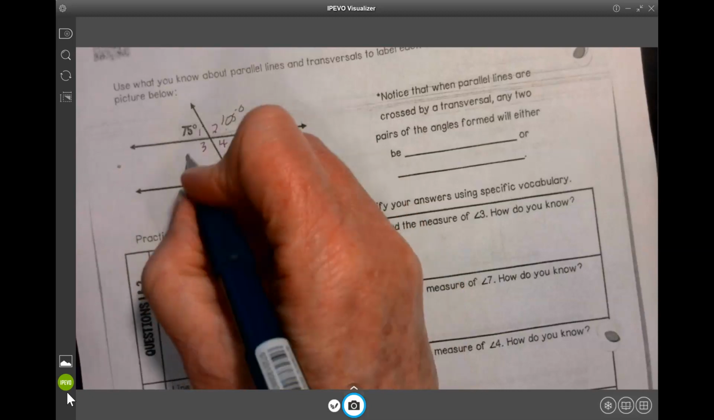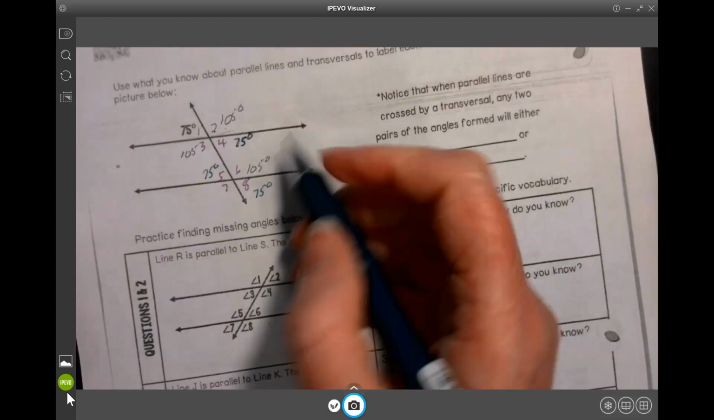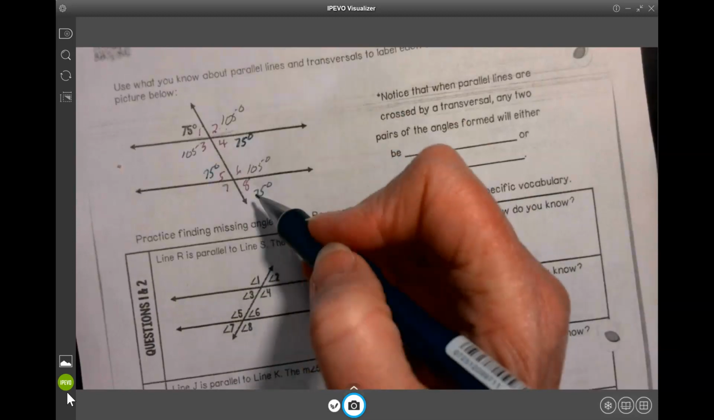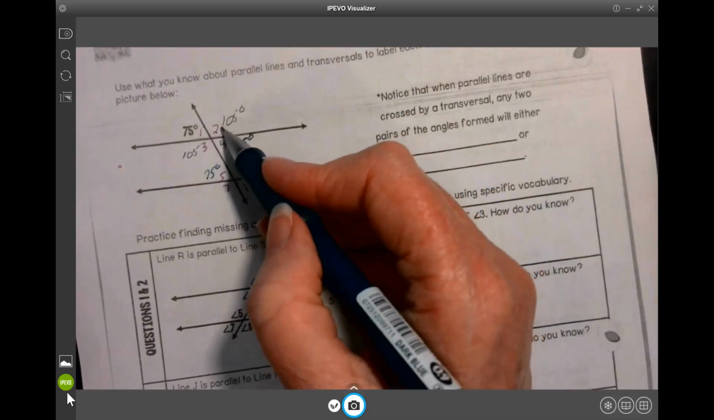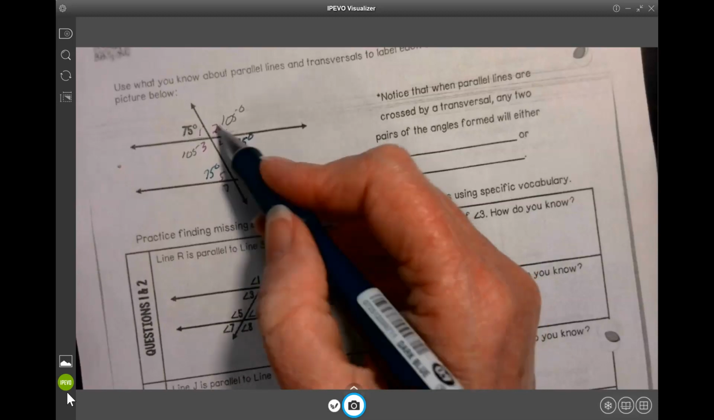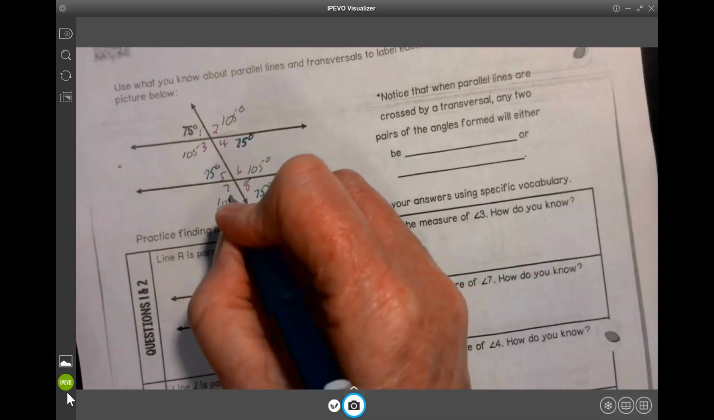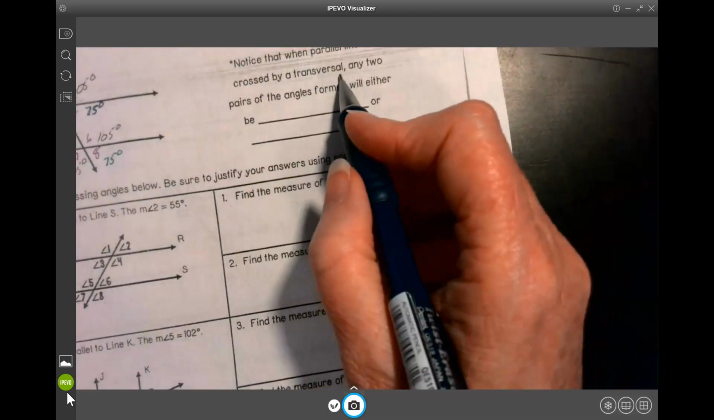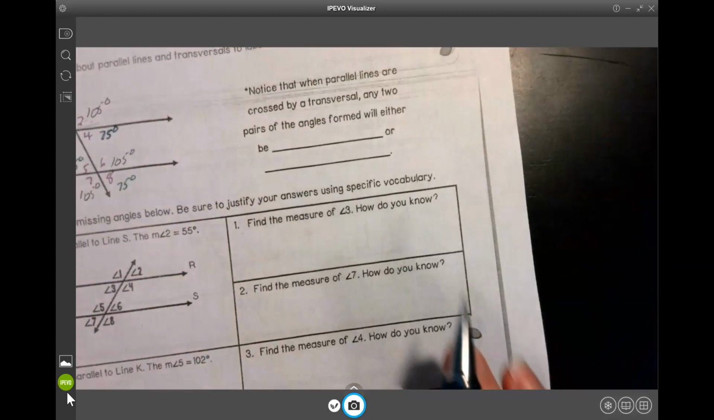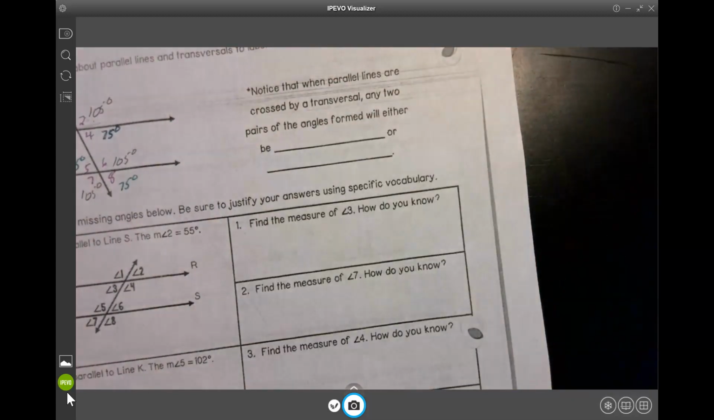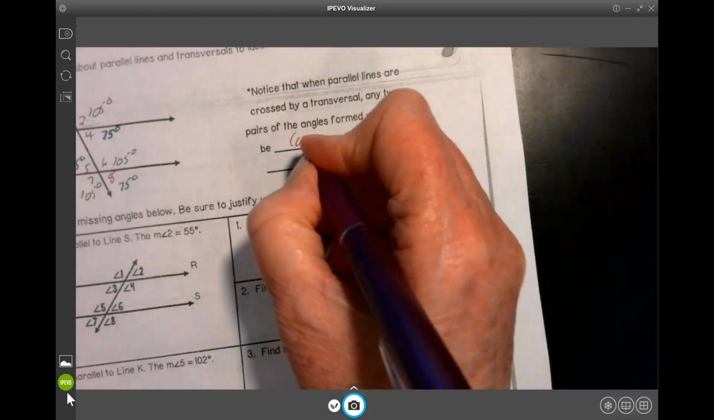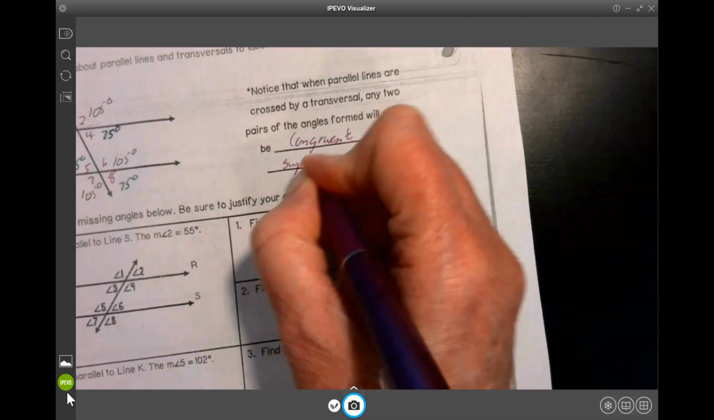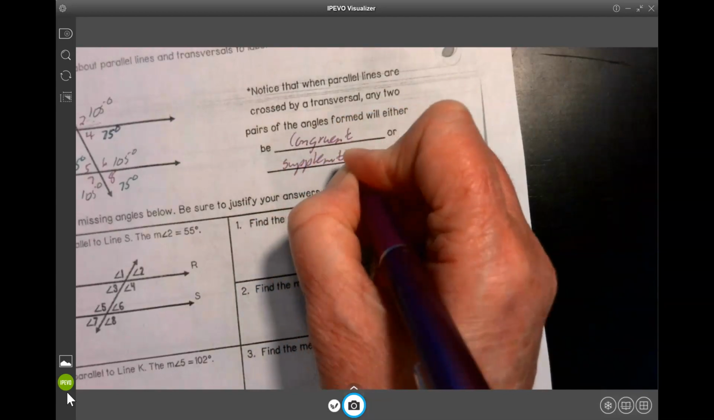Angle 2 and angle 3 are vertical, so that's 105. Angle 6 and angle 7, or I can go corresponding here, or I can go alternate exterior angles, so this is 105. Okay? Notice that when parallel lines are cut by a transversal, any two pairs of angles formed will either be congruent or supplementary. And we just saw that in the table we were looking at.